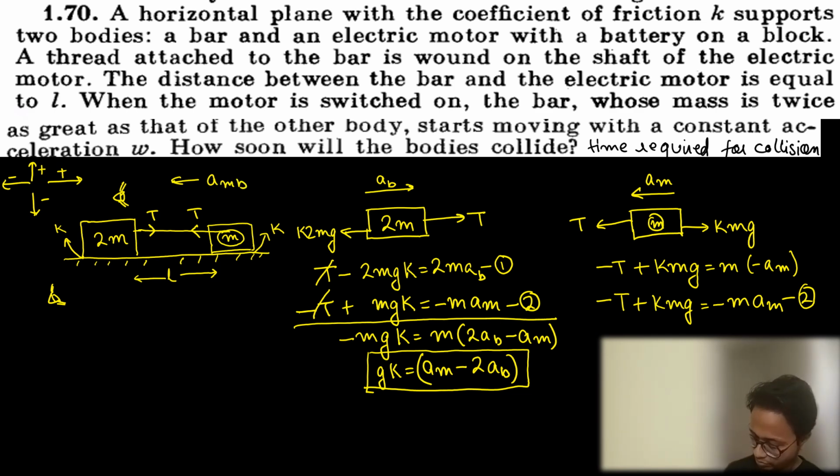So what is the relative distance? L. What is the initial relative velocity? 0. What is the initial relative acceleration? This. And what is the distance it has to cover? L. Understood? So now I have to find out the relative acceleration of motor with respect to block. You can also put your observer on motor and find out the relative acceleration of block with respect to motor. It doesn't make a difference.